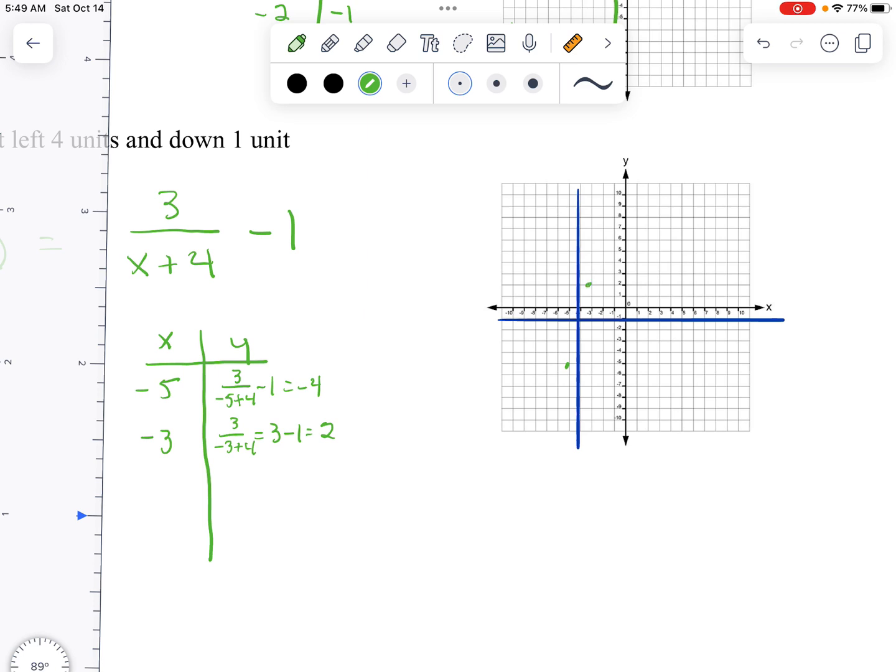So I have negative 3 and up 2. And let's try another point. How about negative 7? Negative 7: 3 over negative 7 plus 4, minus 1. Why did I pick negative 7? Because negative 7 plus 4 gives me negative 3. So I have 3 over negative 3 minus 1, which gives me negative 2.